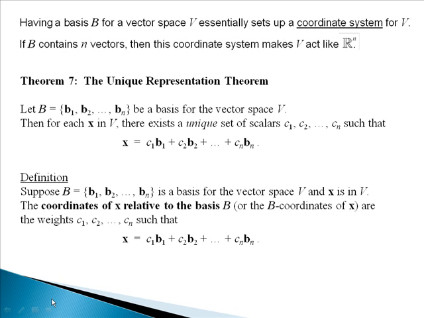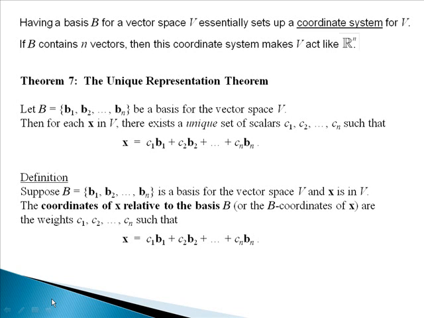Theorem 7 is the unique representation theorem. If we let beta be the set containing these vectors b1 through bn, and it's a basis for the vector space V, then for each vector x in that space V, there exists a unique set of scalars, c1 through cn, such that we can write x as a linear combination of those vectors in the basis. And we see it written there.